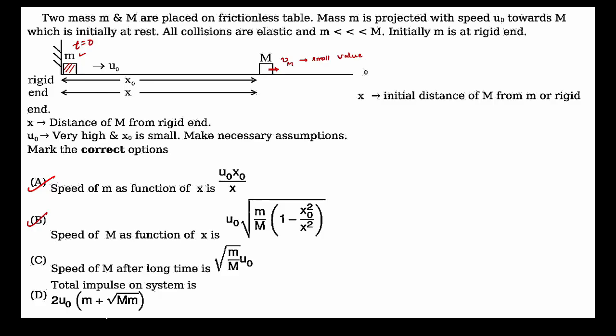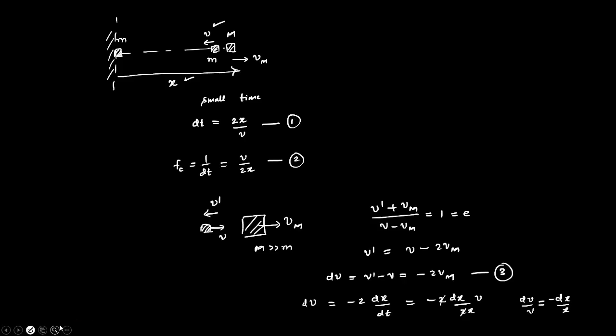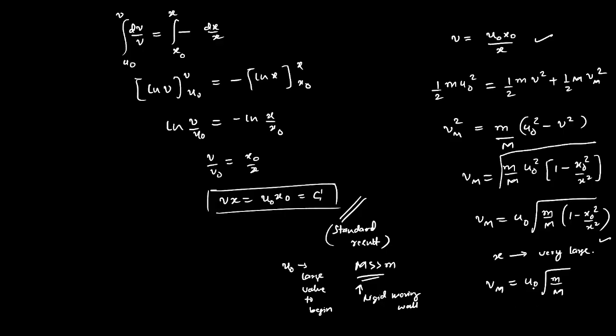This will be the velocity of the bigger M, and we got that here as well. Okay, so A, B, C are correct. And the total impulse on the system we need. Total impulse on the system if you want. Let's complete this. Total impulse on the system.